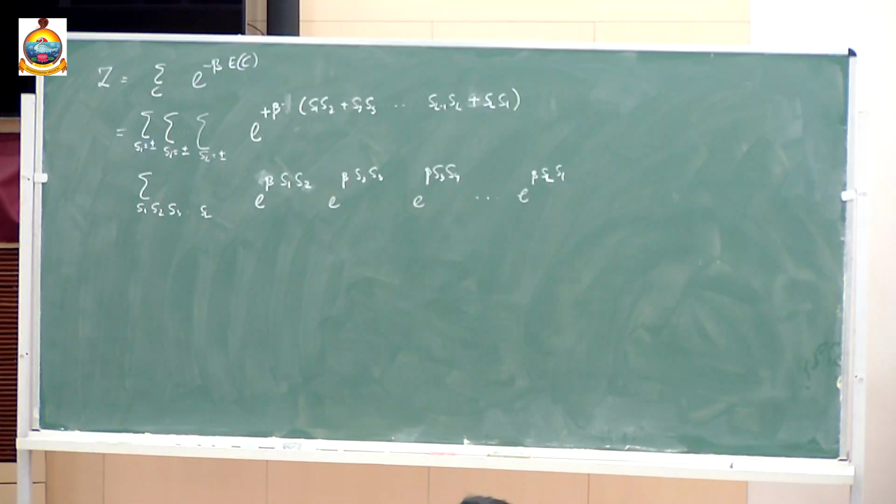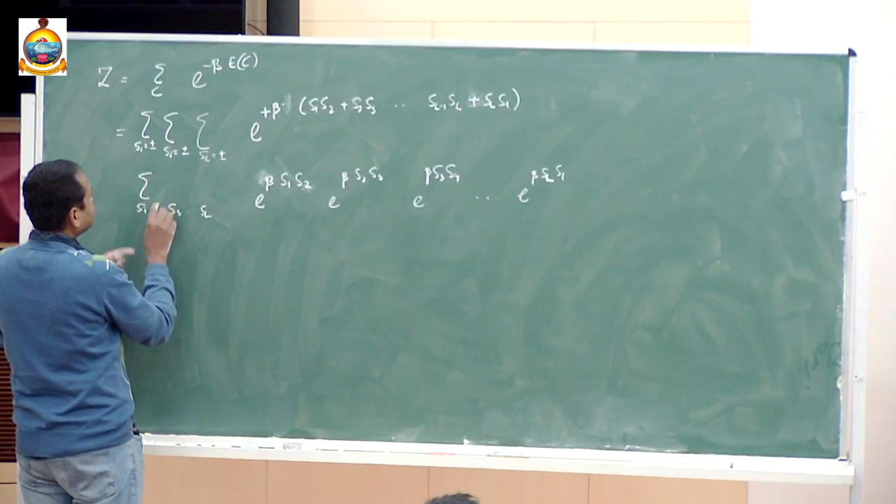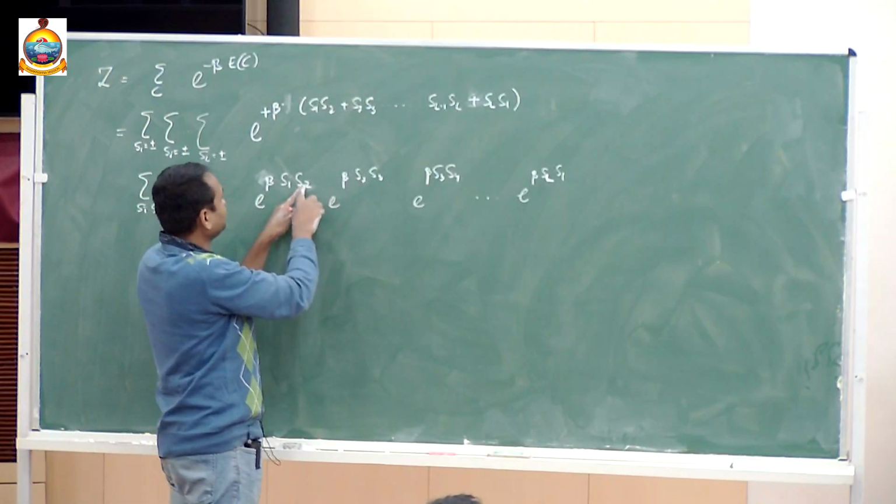If you can do the sum, you can get the partition function. So can you do this sum? Let us try doing one of the sums. Let us take the sum of S2. But then S2 appears here and here, right? So you have to take this.